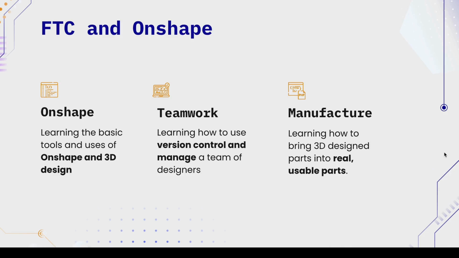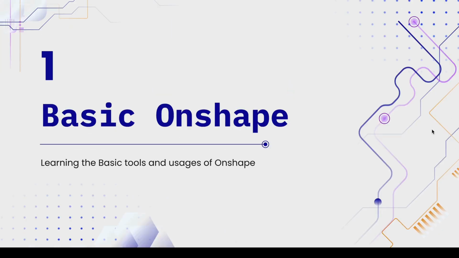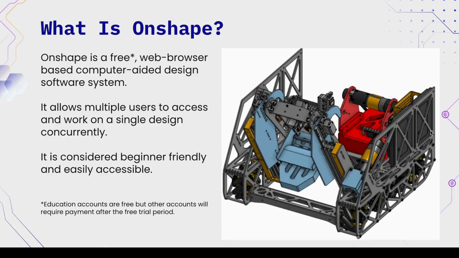So in this workshop, we'll cover how to do basic OnShape and 3D design, and then we'll cover how to manage a team of designers over OnShape and how to use the version control system. And then after that, we'll talk a bit about manufacturing and how to bring the 3D design parts into real usable parts. So let's start off with basic OnShape.